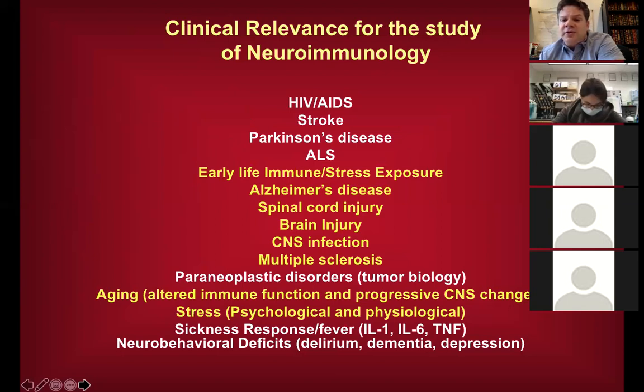The ones in yellow here are ones that we'll get specific examples of from our guest lectures. We have Stacy Bilbo from Duke, who is a really prominent neuroimmunologist. She's going to tell us about early life immune challenge and long-term consequences. Alzheimer's disease, spinal cord injury: Phil Popovich will tell us about spinal cord injury. Between myself and Nikki Kokaiko-Cochran, we'll talk about brain injury, CNS infection. Multiple sclerosis: Amy Levitt-Racki will come talk about that. She's an expert in multiple sclerosis, or the mouse model called EAE.